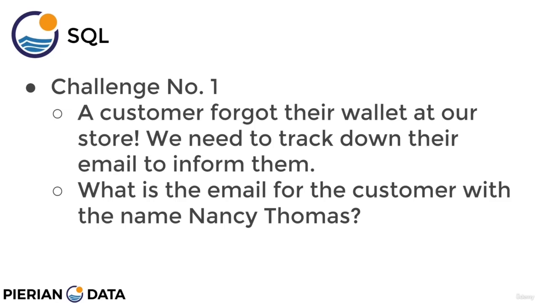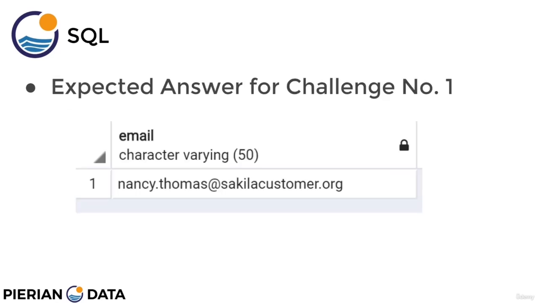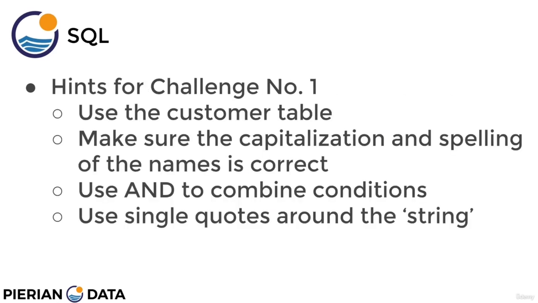Okay, coming up next is the expected result. The expected answer should look something like this. You should eventually realize it's nancy.thomas@sequilacustomer.org. Okay, here come some hints if you need them. The hints are to use the customer table. You should also make sure the capitalization and spelling of the names is correct. You may need to use AND to combine conditions for the first and last name, and make sure to use single quotes around the string.